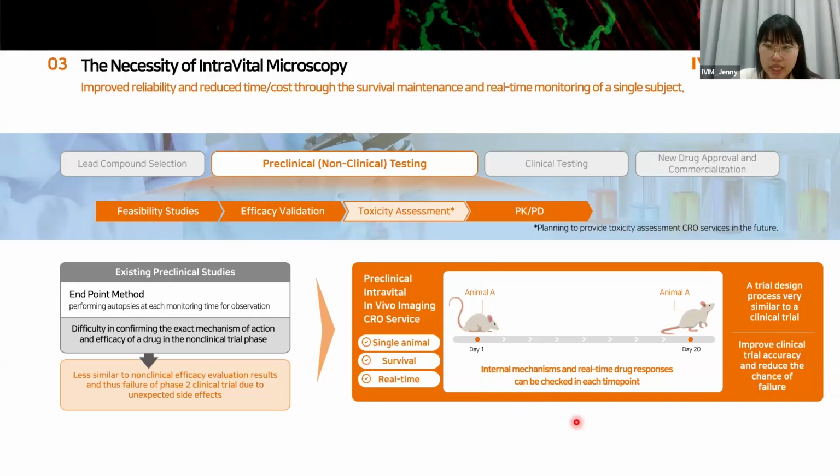Furthermore, because repeated measurements can be taken from the same subject, intravital microscopy can significantly reduce the number of animals required for experimentation, which leads to savings in both time and cost.